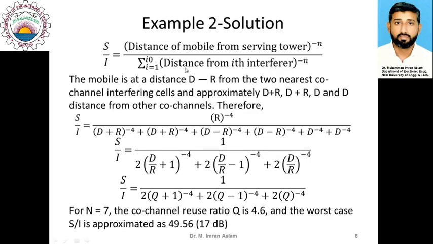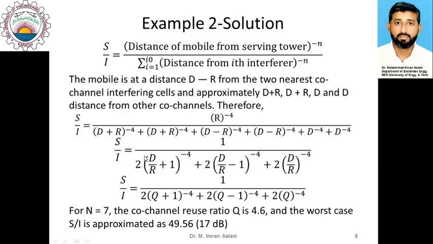So by using our relationship, the numerator will be equal to R, and the denominator is comprised of 6 terms. Two have distance of D plus R, two have distance of D minus R, and the other two have distance of D. If we divide numerator and denominator by R, since these two are the same, I have replaced them by 2 times. Everything is 2 times here, so we can write it as D over R plus 1, and D over R plus 1, and so on.